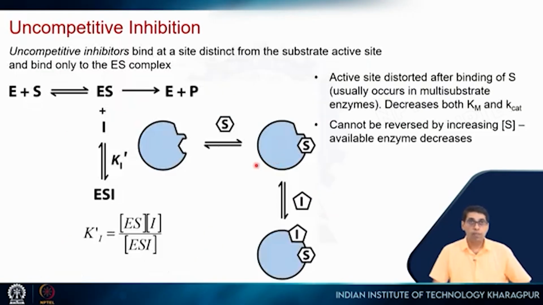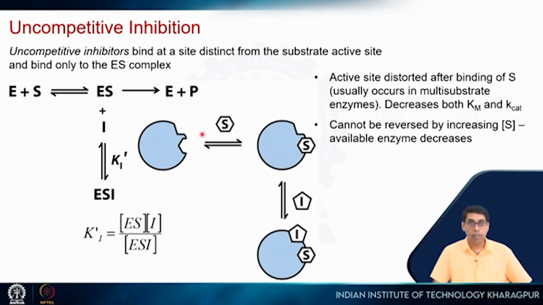Another type of inhibition is uncompetitive inhibition. So what happens in this case? This is our standard equation: enzyme plus substrate gives you the complex, which gives you the product. The inhibitor, instead of binding the free enzyme, binds the enzyme substrate complex and forms this ESI complex, right?